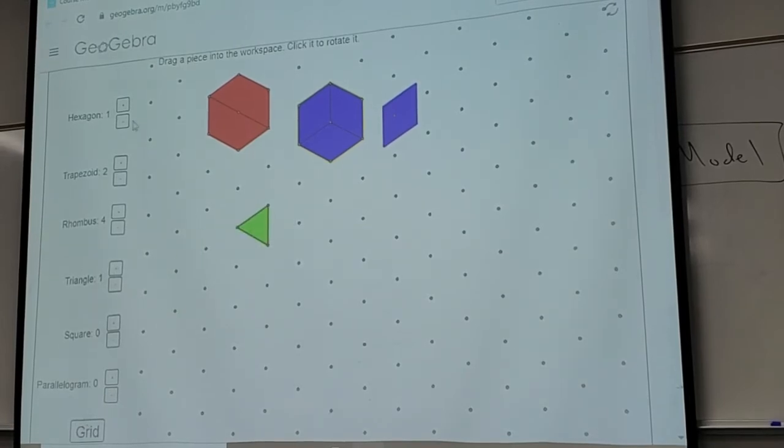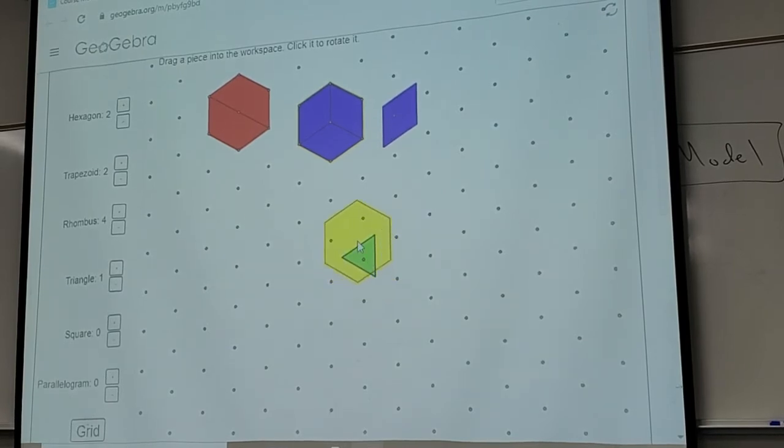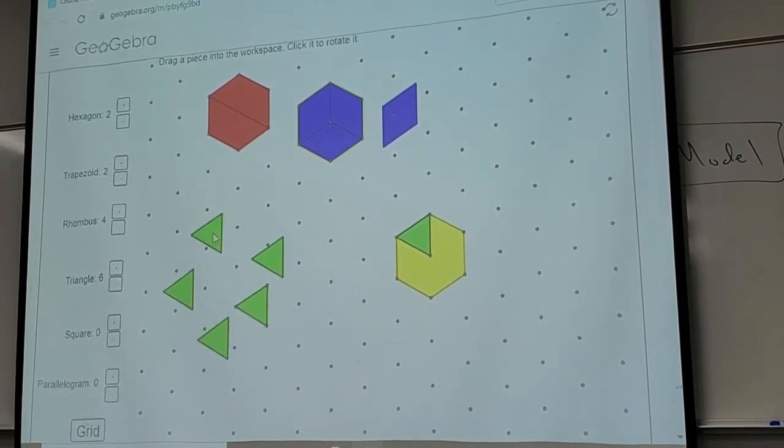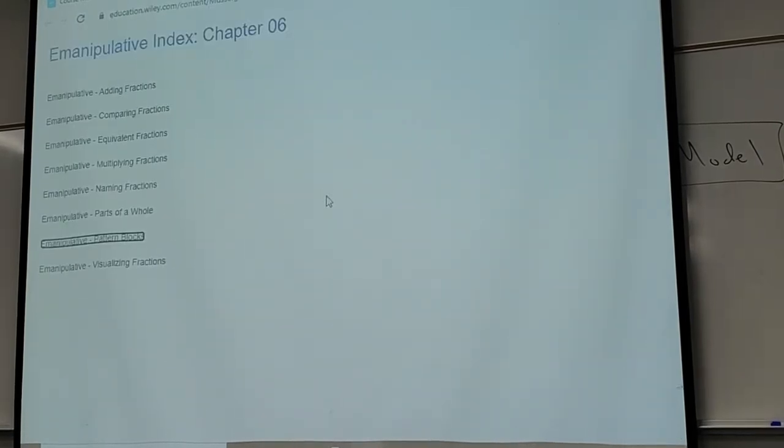What's up with a triangle? How many triangles are going to make this thing up? Yeah, triangle is 1. Can I get the triangle? Give me the triangle, okay. So I need 6 of these things to make that shape. All right, anyway, so we're going to have these to play around with on our desks.